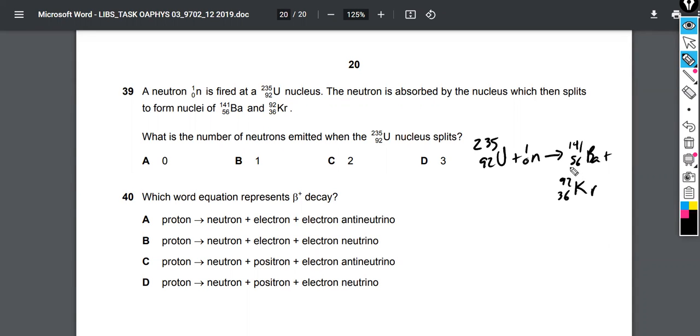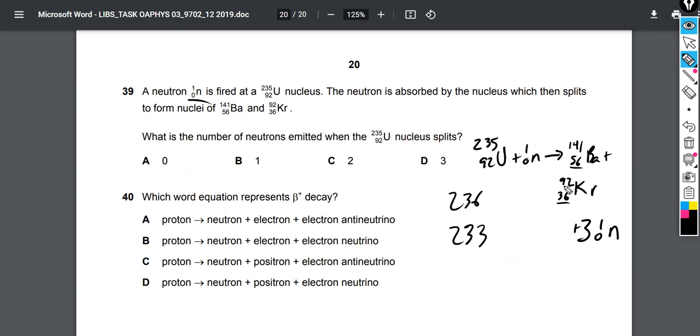If you add up the proton number, 56 plus 36, we get the 92 protons that we started with in uranium. And so the atomic number is already balanced. If we look at the mass number, 235 plus 1 is 236 that we start out with on the left. But we've only got 141 plus 92, so that's 233. So we only have 233 mass units on the right side, which means we're missing 3 neutrons. In other words, we've liberated another 3 neutrons.